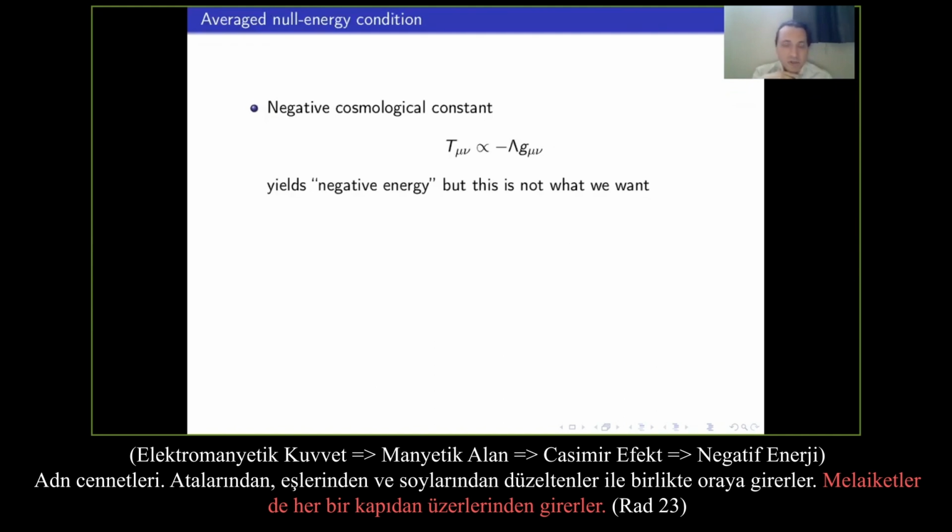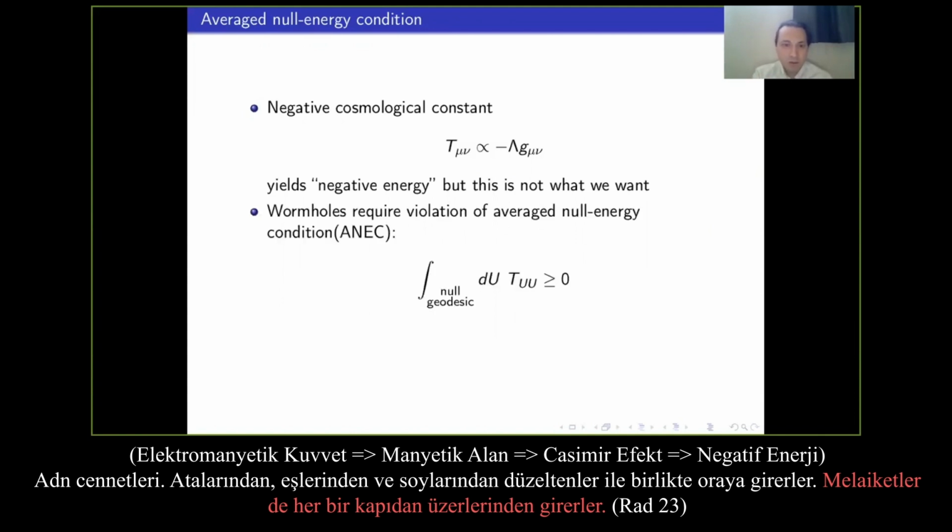If we have a simply negative cosmological constant, in some sense it does lead to negative energy, but this is not what we actually want. What we want is the violation of the so-called averaged null energy condition. It means that we take a non-extendable null geodesic and integrate the corresponding null component of the stress-energy tensor along this null geodesic.